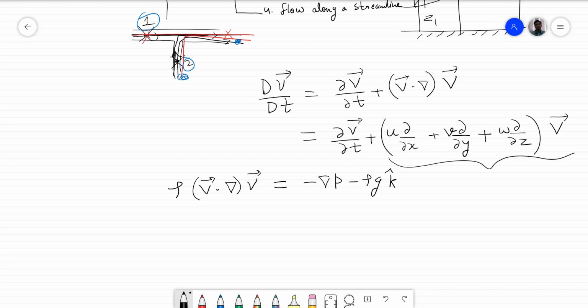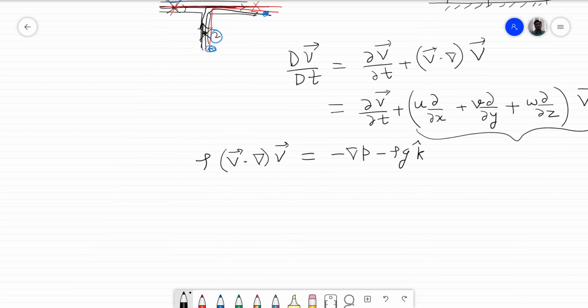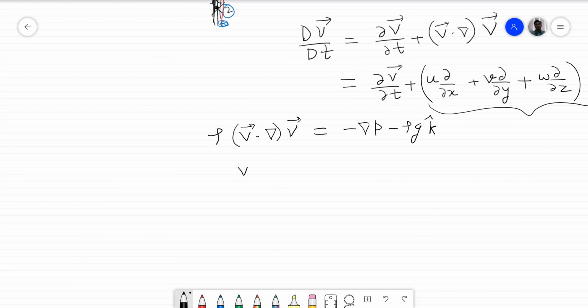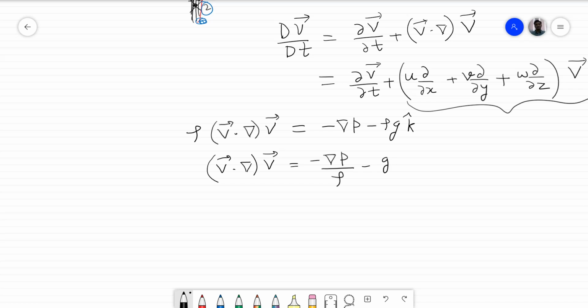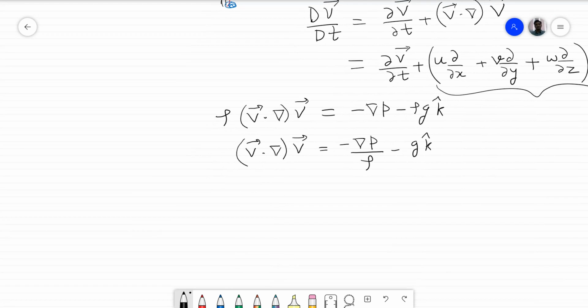Here we have rho common in the left hand side and on the second term on the right hand side. So let us divide by rho. We get V dot del V equal to minus del p by rho minus g k cap. Now in this derivation, although we are taking gravity in the minus z direction, it doesn't have to be the case. It can be in any other direction. It can be i cap or j cap or any mixed direction also. That doesn't change the result.